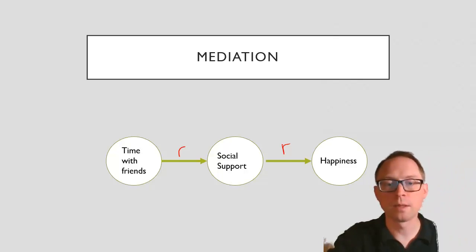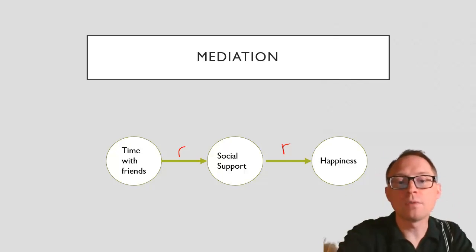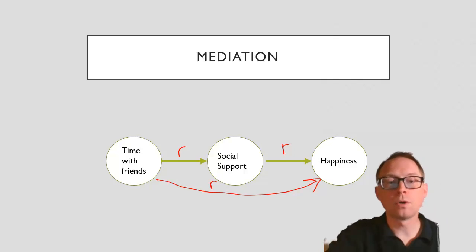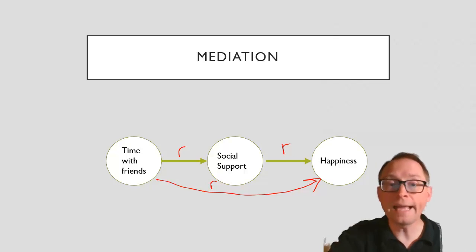In fact, what we would do is we'd first run a Pearson's R with time with friends and social support, and then a separate one for social support and happiness. We would also have another one right here, looking at this R, so whether time with friends also is correlated with happiness. So we would run 3 separate Pearson's R's for all the combinations. And if mediation is happening, then all of those should be significant.